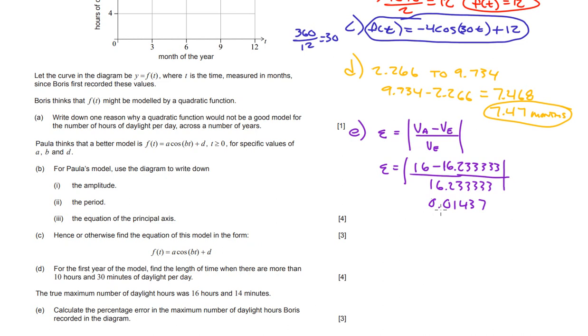So it says to calculate the percentage error. So we want to turn this into a percent. So move the decimal over twice, and we get 1.44% if we round to 3 significant figures. Okay, that's all we have for the first one. Let's take a look at the second one.